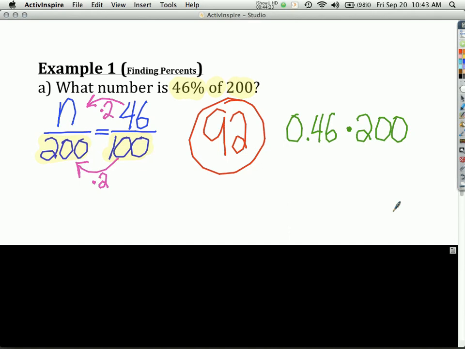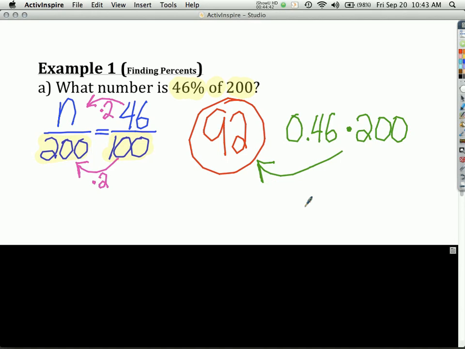Good, Danielle, what'd you get? Okay, what'd you get, Galatia? Okay, so what did you get, Danielle? 0.92? Do it again. 0.46 times 200? You should have gotten 92.